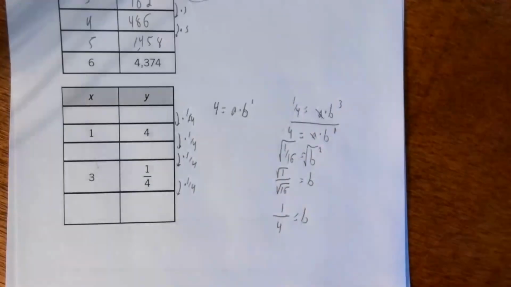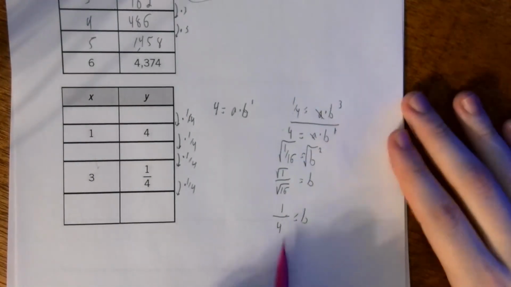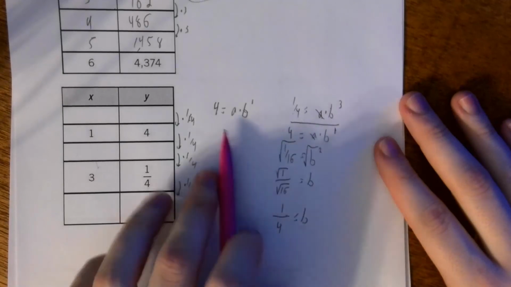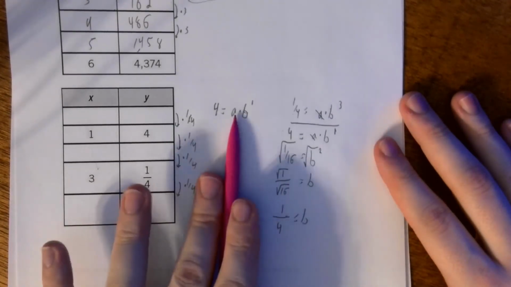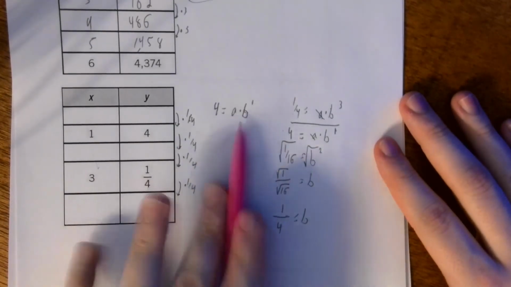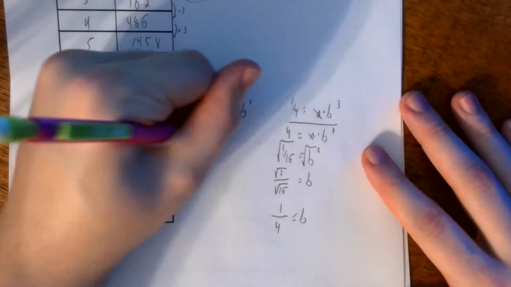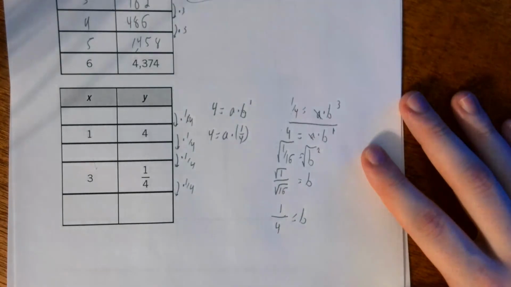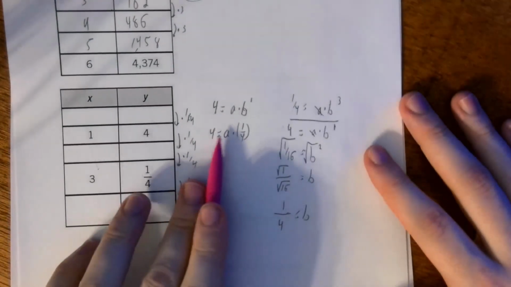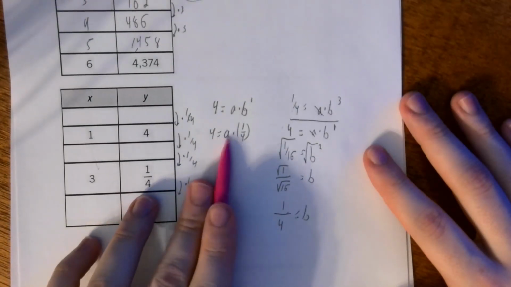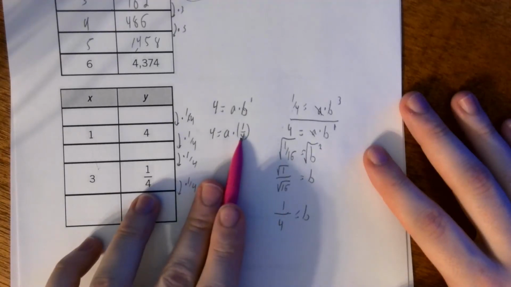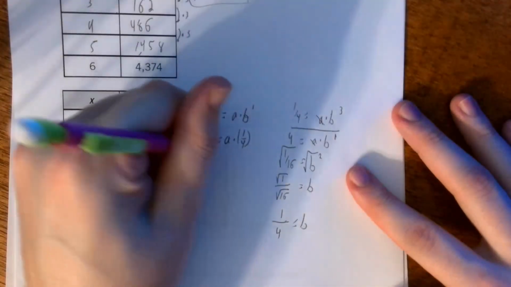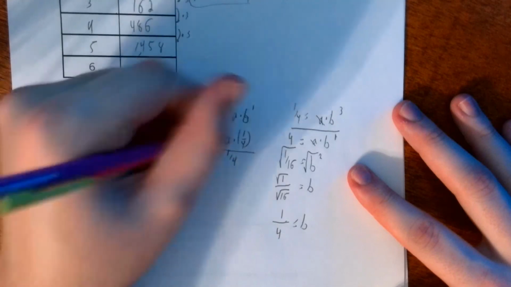Alright, so now we can plug that into one of these equations up here, right? And I'm just going to do this one since it's just b to the first. It should be a lot simpler. So I have 4 equals a times 1 over 4. I'm just substituting that in for b. And we should have a times 1/4. So I'm going to divide everything by 1/4, just to get a by itself.